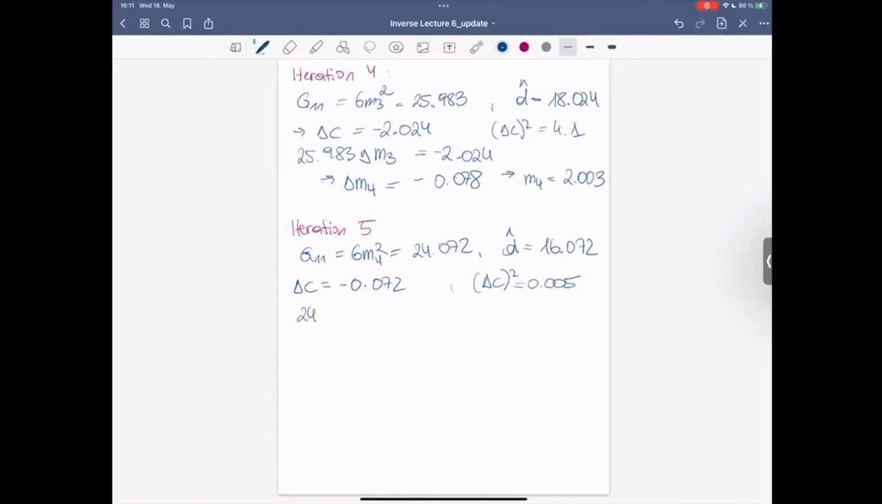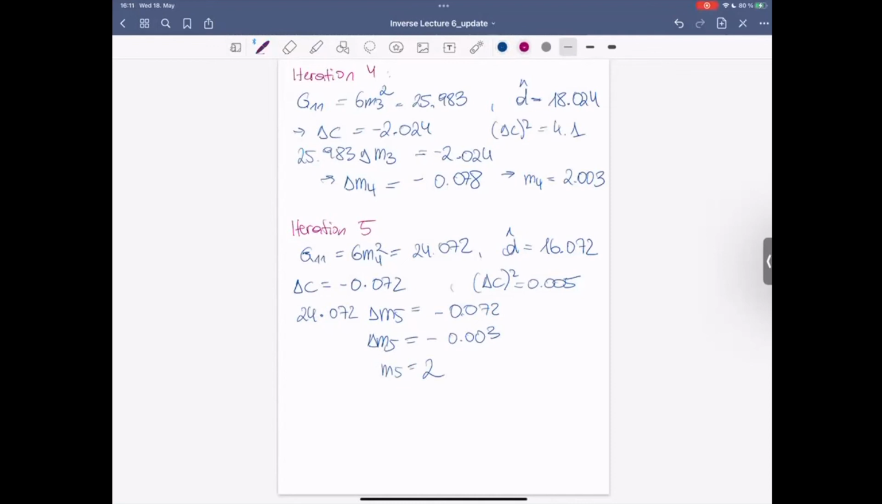We can now solve for delta M5 equals minus 0.072. And delta M5 is now minus 0.003. And we get M5 is 2. So within 5 iterations of this algorithm, we get to the obvious solution of 2.